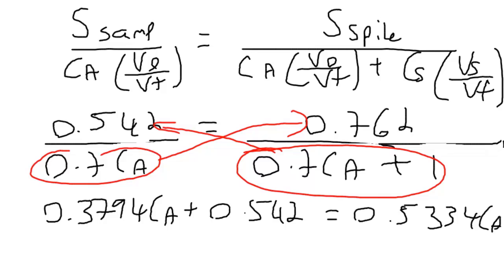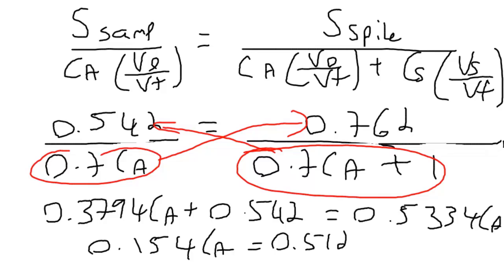So then we just subtract 0.3794 from 0.5334. We're going to swap it around so we get Ca on the left hand side, and that gives us 0.154 Ca is equal to 0.512, and then just divide through. We get that the concentration of the analyte is 3.52, and that's in milligrams per liter.